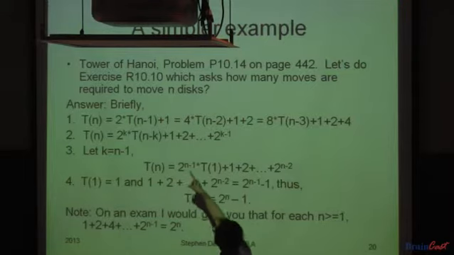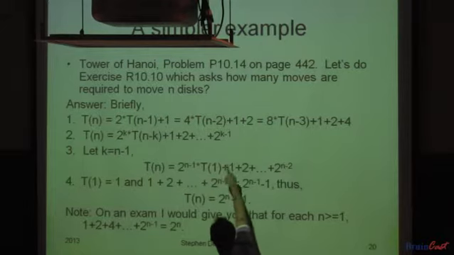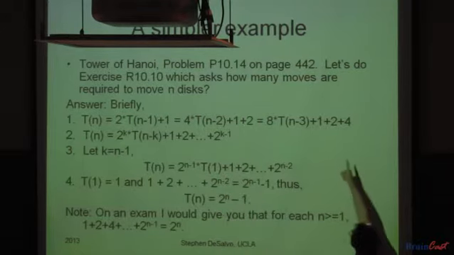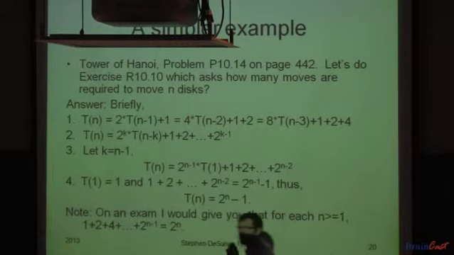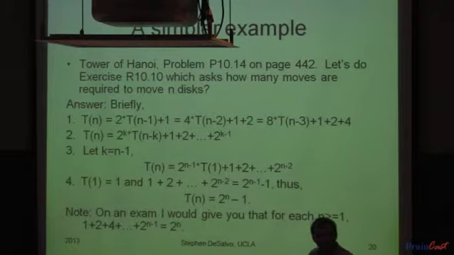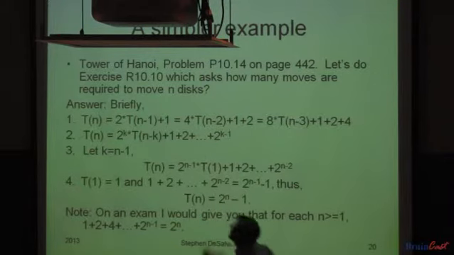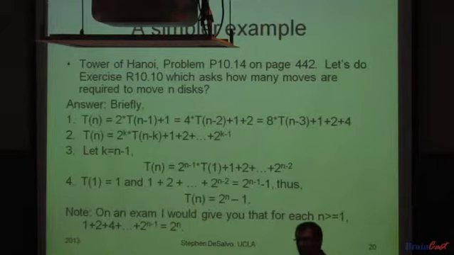2 times t of n minus 1 plus 1 is, okay, so 2 times t of n minus 2 plus 1 plus 2 equals ... What we end up with is 2 to the k times t of n minus k, slightly different form, but no more or less intuitively different. And then now we get this really annoying sum, which is the sum of the first k minus 1 powers of 2. This is 1 plus 2 plus 4 plus 8 plus 16 plus ... Okay?